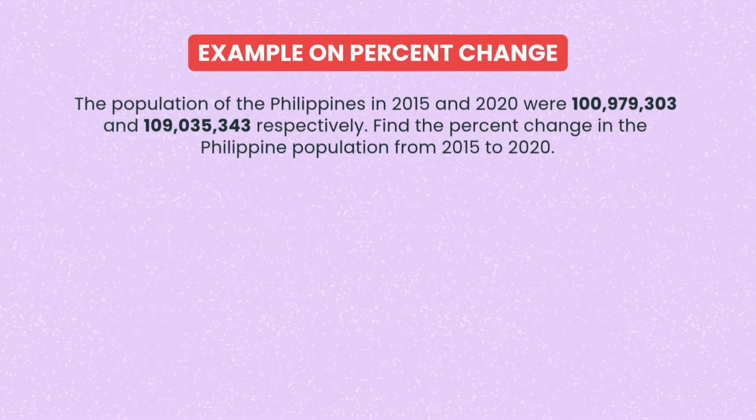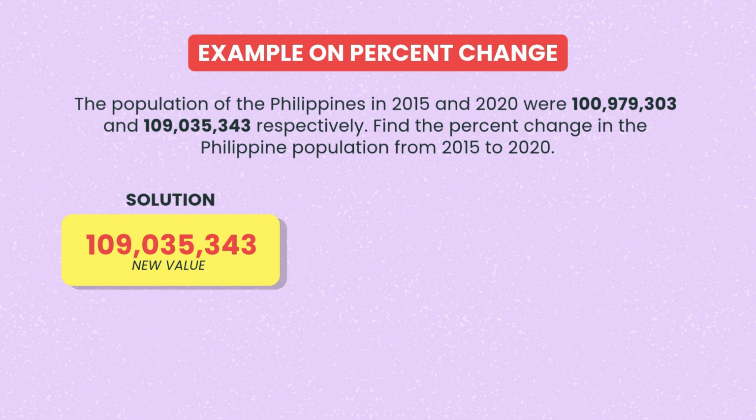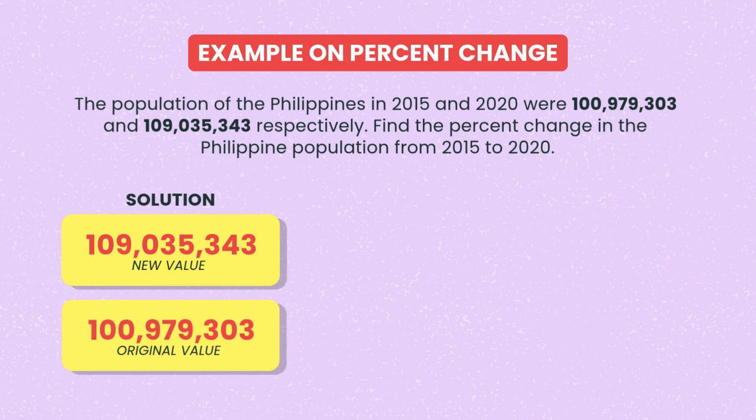The population of the Philippines in 2015 and 2020 were 100,979,303 and 109,035,343, respectively. Find the percent change in the Philippine population from 2015 to 2020. We are given here the new value equal to 109,035,343 and the original value equal to 100,979,303. Given these values, do you think we will have a percent increase or percent decrease?